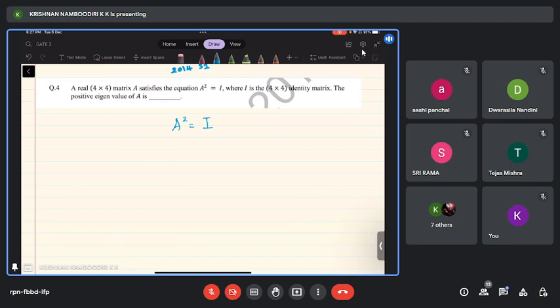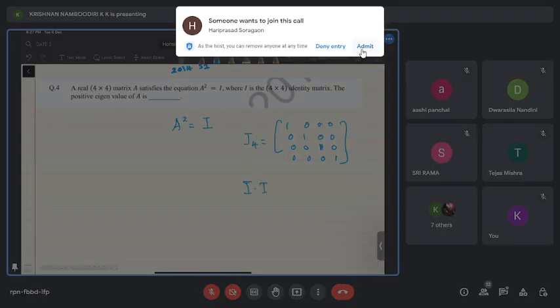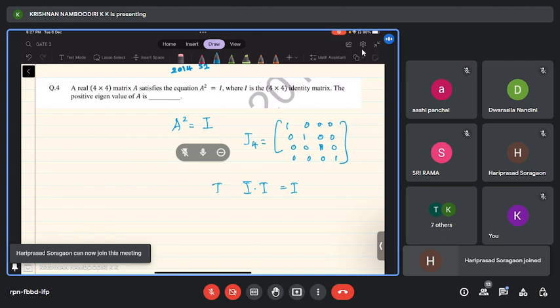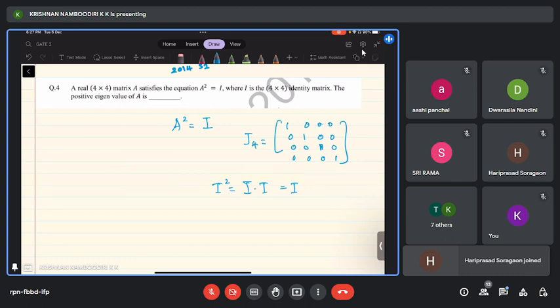One very easy way: A square equal to I means, say I take the identity matrix itself, 1, 0, 0, 0, 0, 1, 0, 0, and so on. This is the identity matrix I4. So I into I is again I, I square is I. They are saying A is some matrix. A can be the identity matrix as well, right?